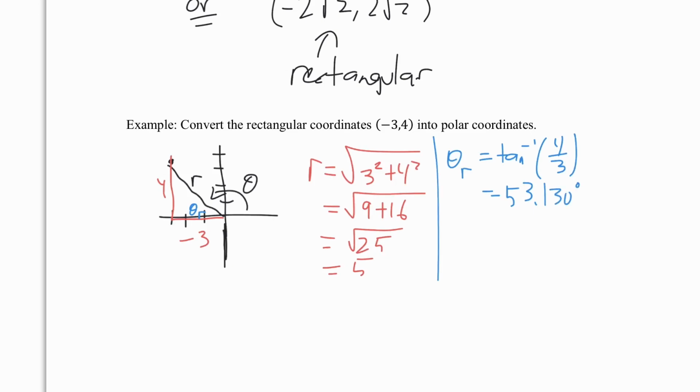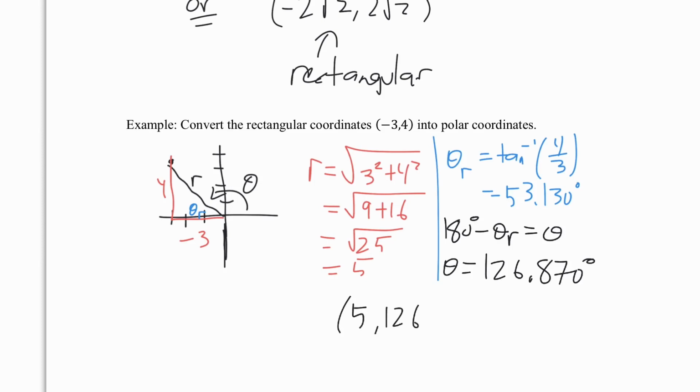So this will be 53.130 degrees. Now, unfortunately, that's not a nice unit circle value, but you can use your calculator in some of these questions. And so if that's our reference angle, to find our actual angle, we're going to do 180 minus our reference angle. So 180 minus theta r will be theta. So theta will equal, this is degrees, 126.870 degrees. So there's our nice, beautiful polar coordinates, 5 and 127.870 degrees. This is polar.